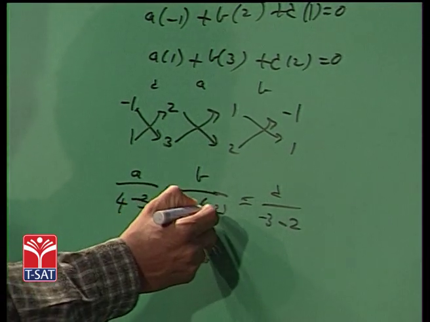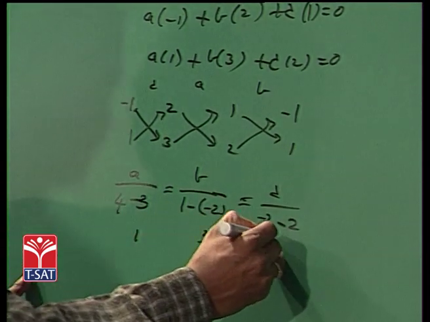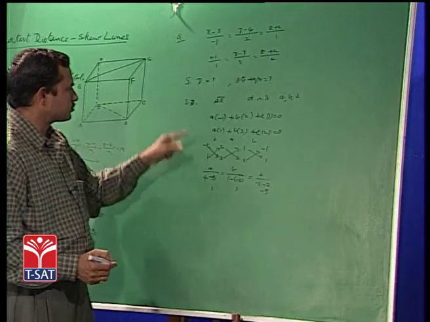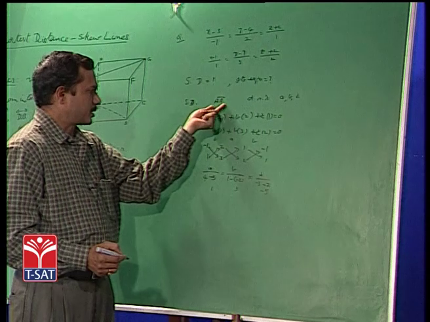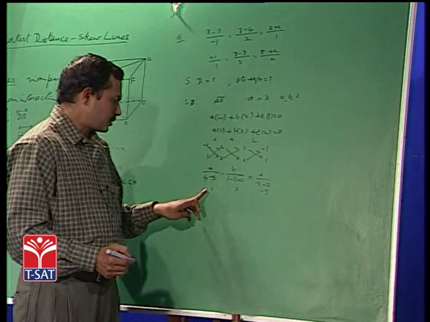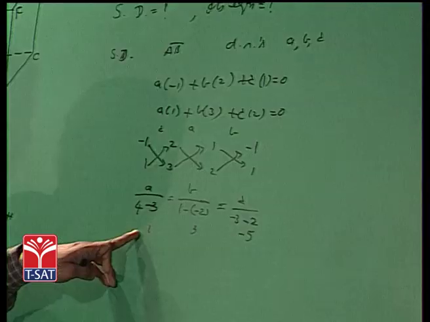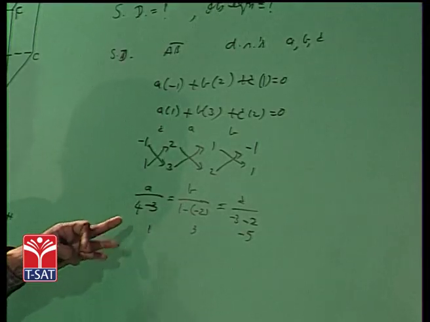So, 4 minus 3 is 1, 1 minus of minus 2 is 3, this is minus 5, and therefore, the direction ratios of the shortest distance line segment a, b, c are 1, 3 and minus 5, and the corresponding direction cosines are found as follows.